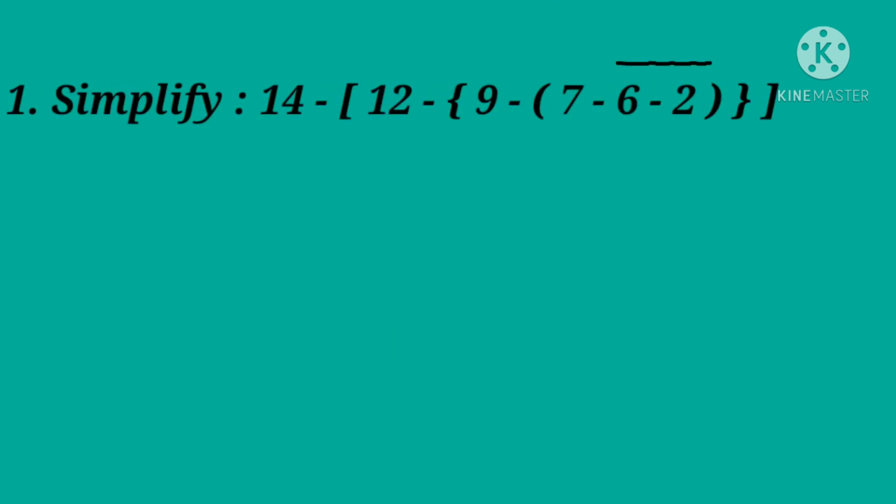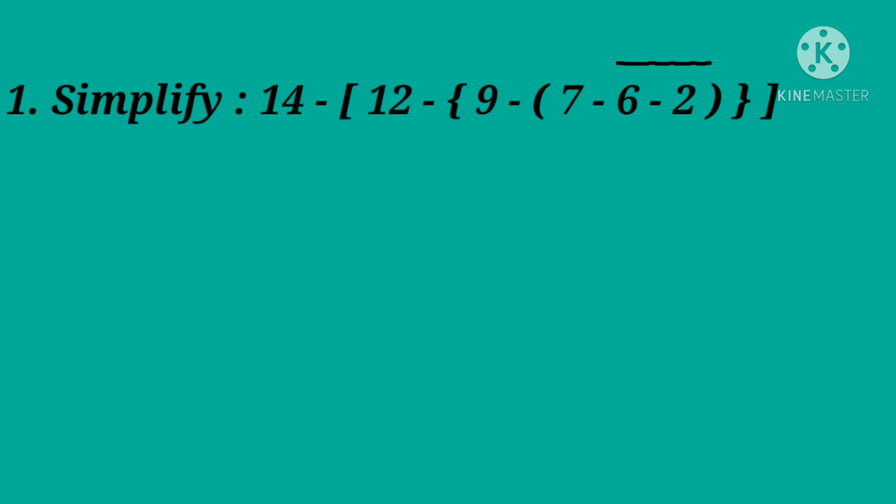The first question is, we have to simplify 14 minus within the square bracket 12 minus within the curly bracket 9 minus within the small bracket 7 minus 6 minus 2 under the bar, small bracket closed, curly bracket closed, and the square bracket closed.